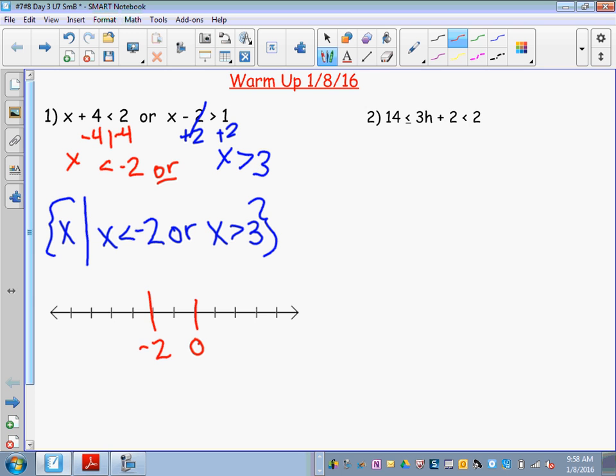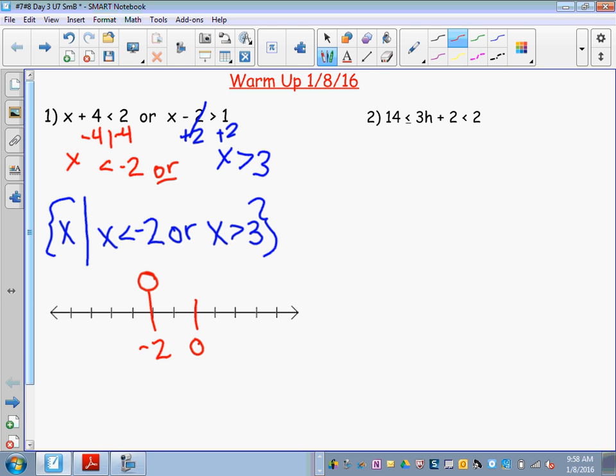Alright, so we have an open circle at negative 2. Why is it open, Alex Hernandez? Why is it open? Not because it's negative. Q1, why is it open? Because there's no line underneath it. Because it's not or equal to. We use a solid dot only for the or equal to.